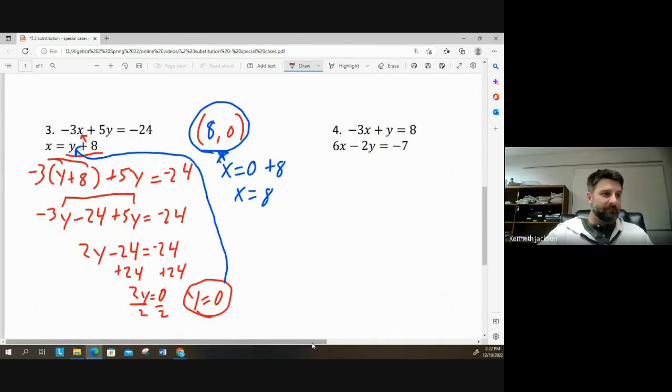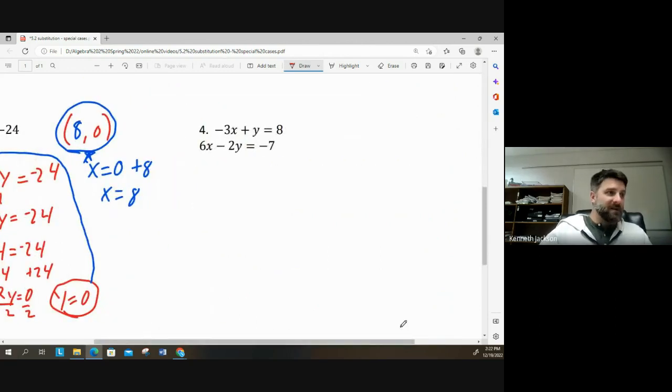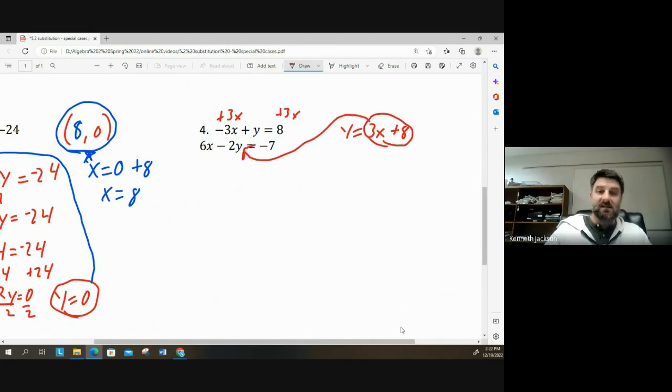Last one, number 4. Again, I'm not ready to do substitution because it doesn't say x equals or y equals. But I could take this top equation and simply add 3x to the other side, so I get y equals 3x plus 8. I could take this stuff that y is equal to and plug it in for y. That's the substitution. So that's 6x minus 2. And instead of y, I'm plugging in 3x plus 8.